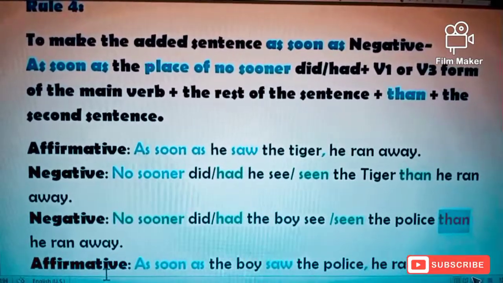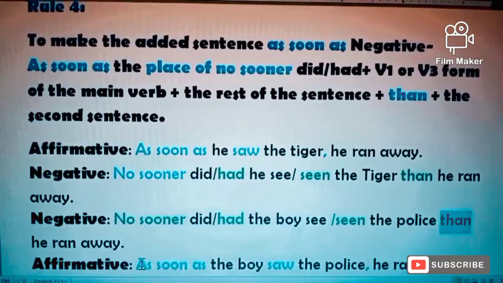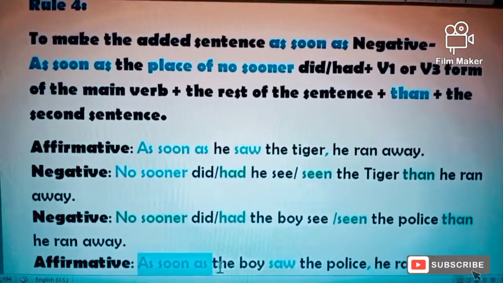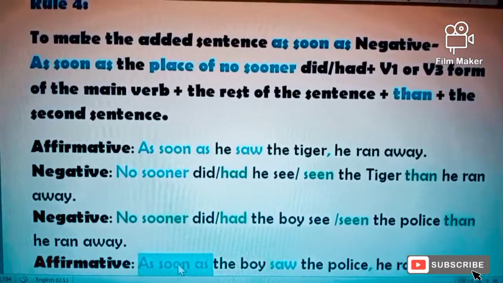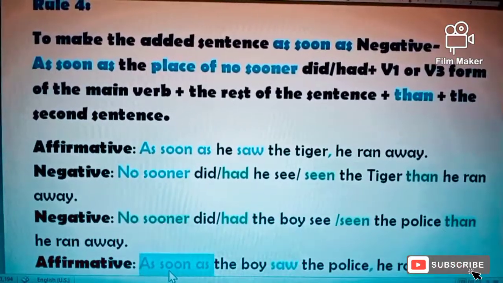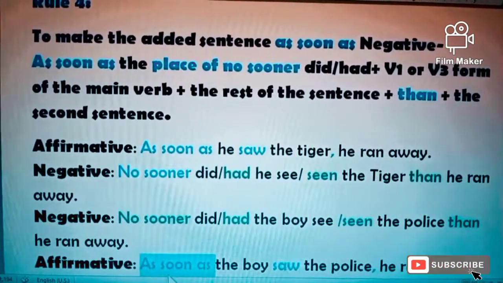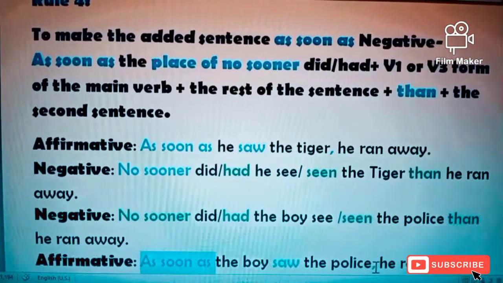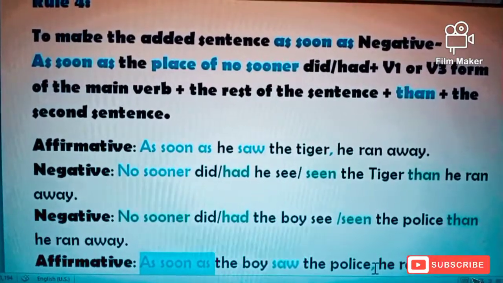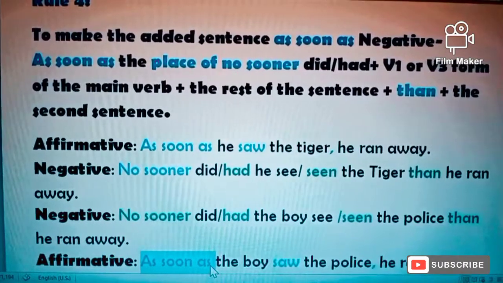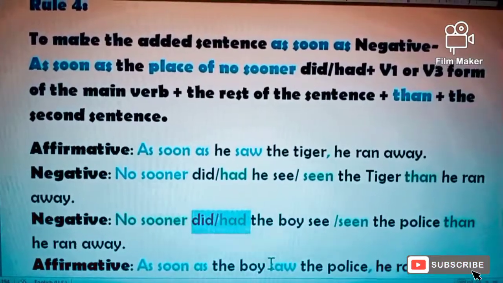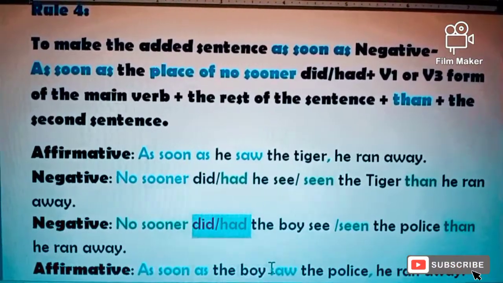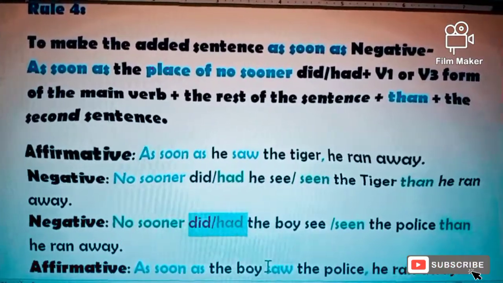And the affirmative sentence we can make by replacing it with "as soon as": As soon as the boy saw the police, he ran away. Look at the changes we have made while using the phrase "as soon as" in the affirmative sentence. We need to remove the word "than," and in place of that we need to use a comma, and we need to remove the auxiliaries or helping verbs from the sentence. And this is how rule number 4 should be applied in a proper way.